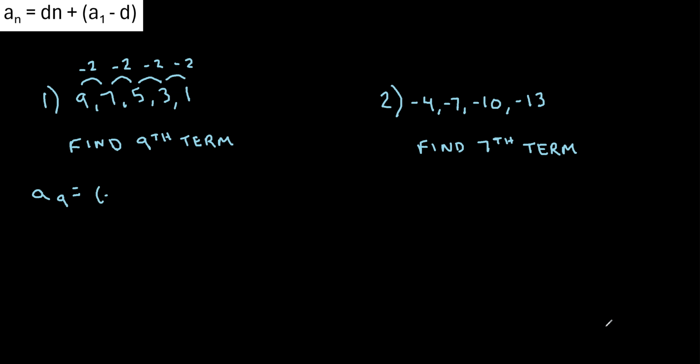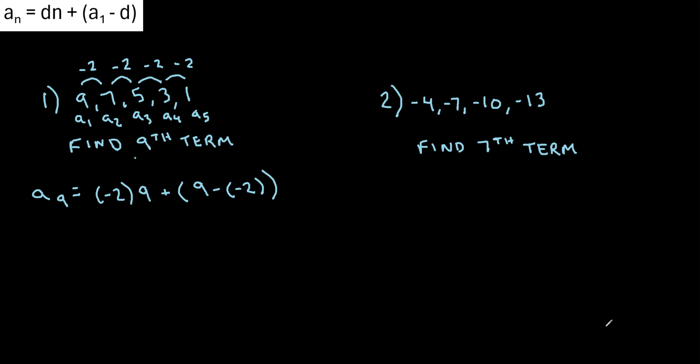So we'll say negative 2. Next, we need to multiply that by n. Again, n is 9. It's the ninth term that we're asked to find. And then we have plus a sub 1. A sub 1 is just the first number in the sequence, so that's 9. If we want to write it out, a sub 1 is 9, a sub 2 is the next number in the sequence, 7, then we have a sub 3, a sub 4, a sub 5. So a sub 1 is the first number in the sequence, so we'll write a 9 right here. And then we need to subtract d. Remember, we found d is negative 2, so that's minus a negative 2.